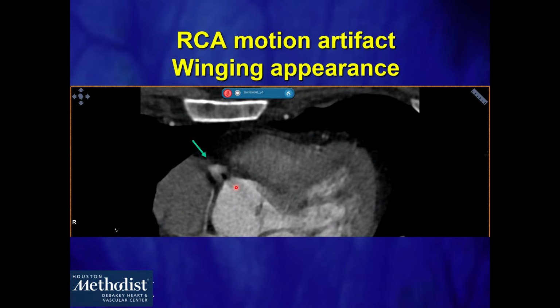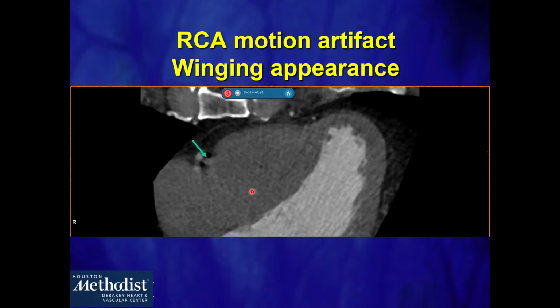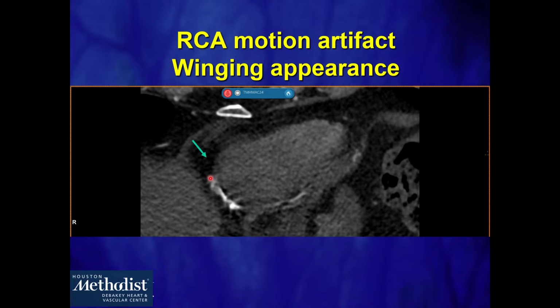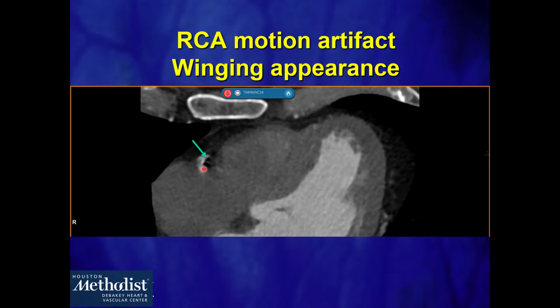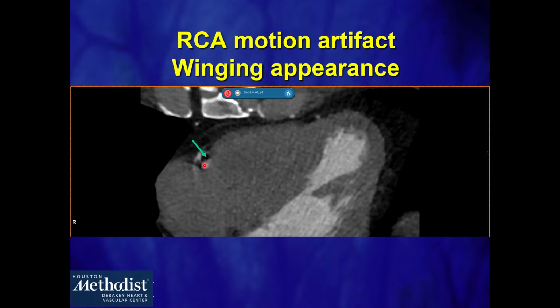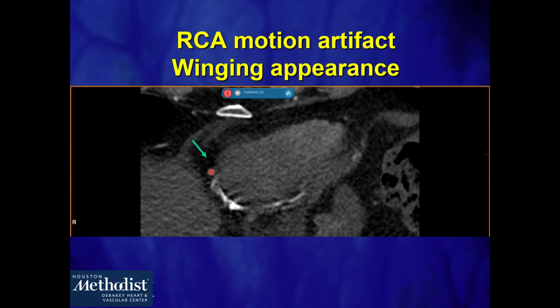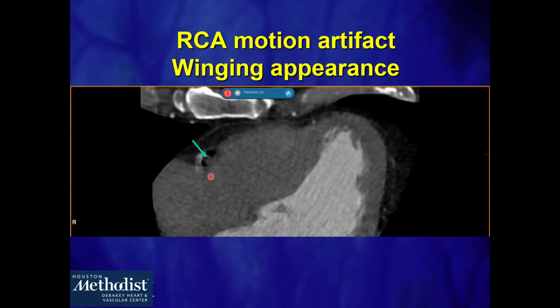Which is why every time I'm asking my techs and my fellows to look at a post-scan, I need to do some quality checks. One of the quality checks I need to see is what's happening to my right coronary artery. Here's the right coronary artery as it comes off on the axial slice. You have this winging appearance, or some people call those black halos around the vessel. And the reason you're not seeing a nice contour of the RCA is because there is coronary motion.